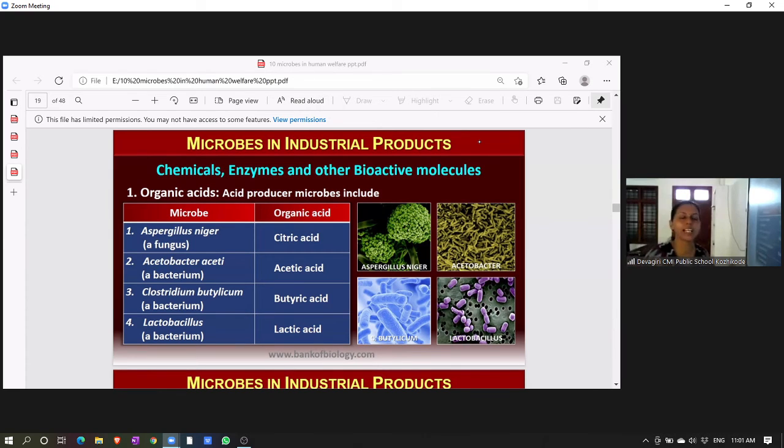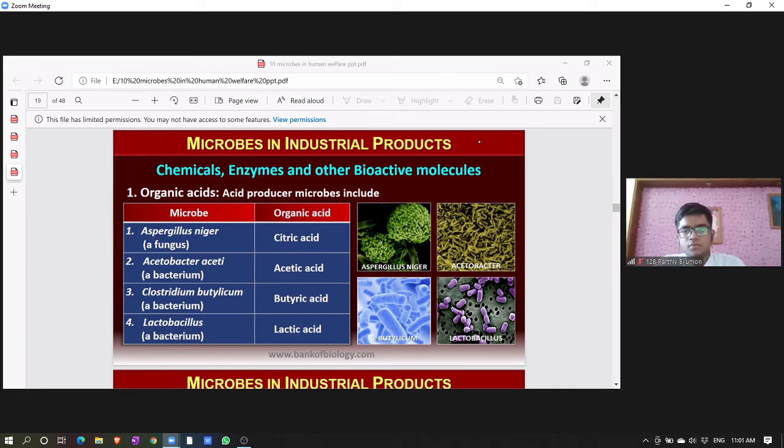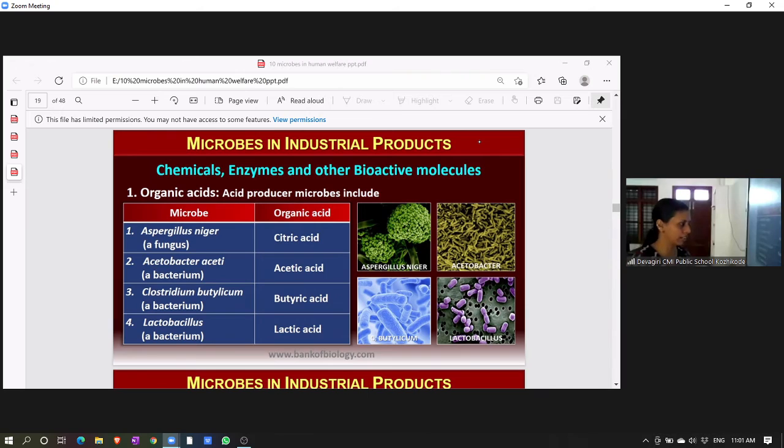This is again a three-mark question. Sometimes the name of the microbe will be given and you have to find the organic acid, or vice versa. On the board also you can see the name of the microbe and the acid produced. In that, only Aspergillus niger is a fungus. The other ones are bacteria. So whenever you learn the name of a microbe, the type also you have to learn. These are the four microbes used to produce different types of organic acid.